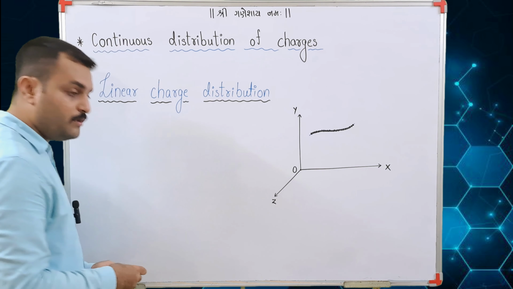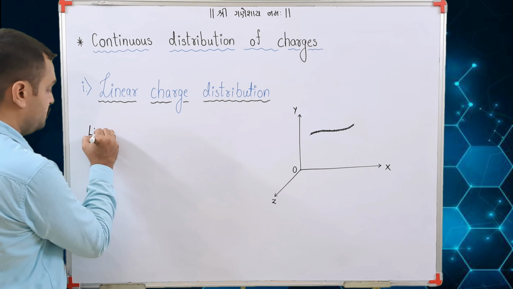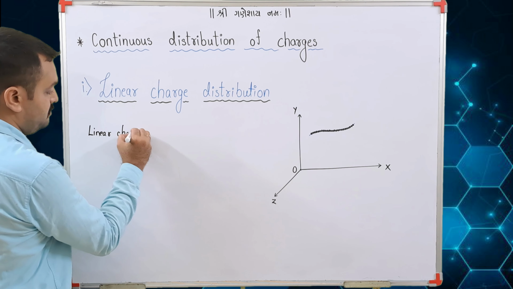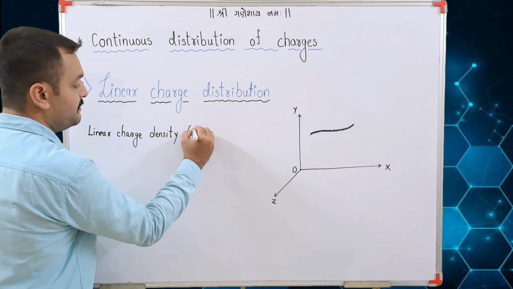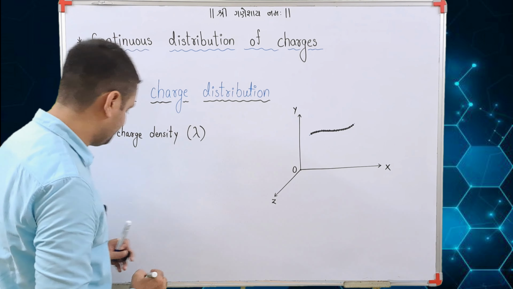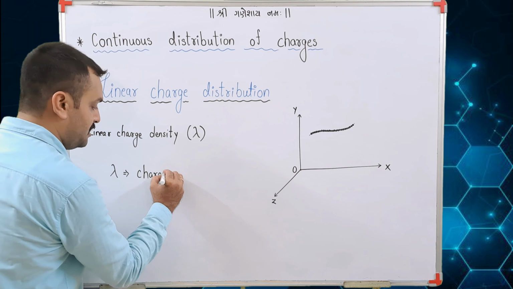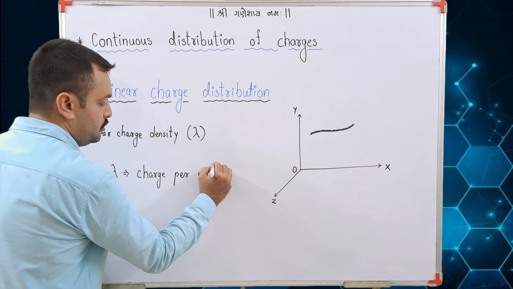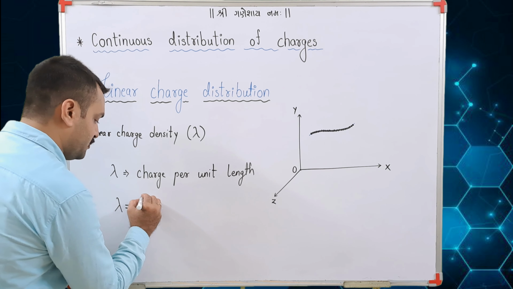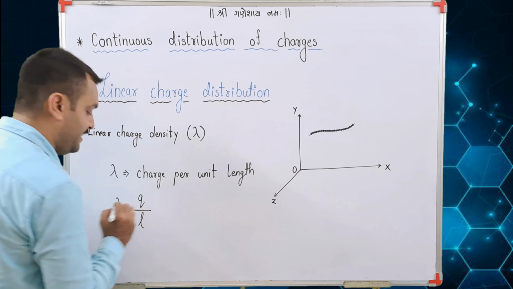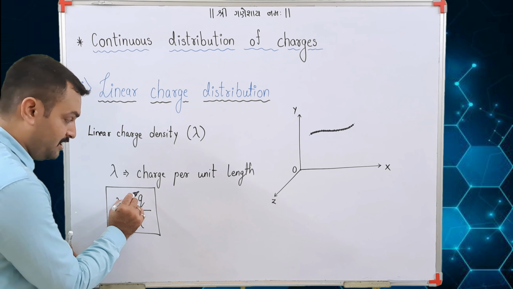Now, in this case, we toss a quantity. That quantity is called linear charge density, and it is symbolized with lambda. So you can write down that lambda is charge per unit length. So lambda is equal to charge q upon length L. That's it. You have to remember this. That is linear charge density, charge per length.